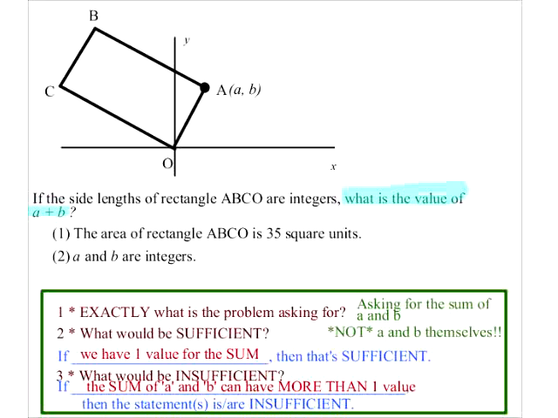I mean, again, I cannot emphasize the importance of this enough. You really have to knock these things out before you proceed with the problem. So what we're trying to find here is whether A and B can have a single sum or more than one sum. Okay, now that we know that, let's do it.